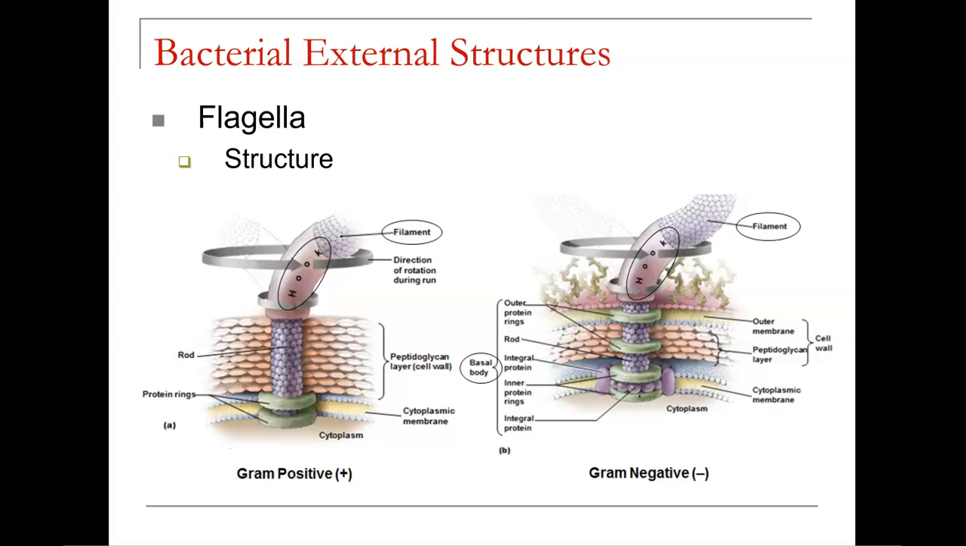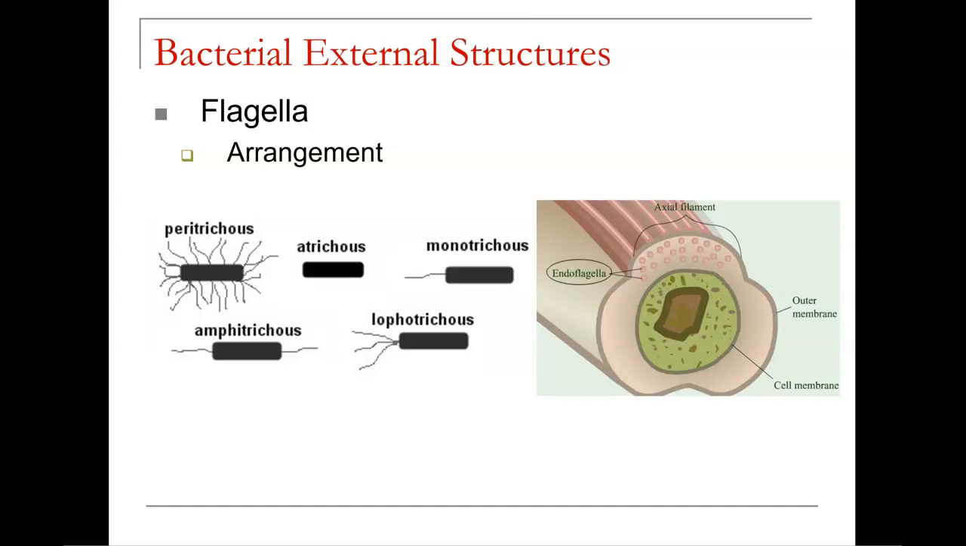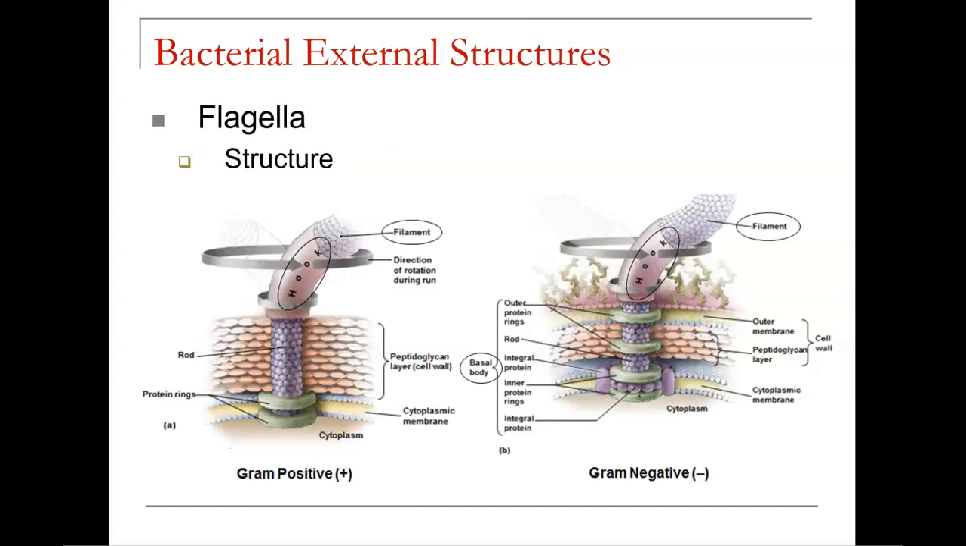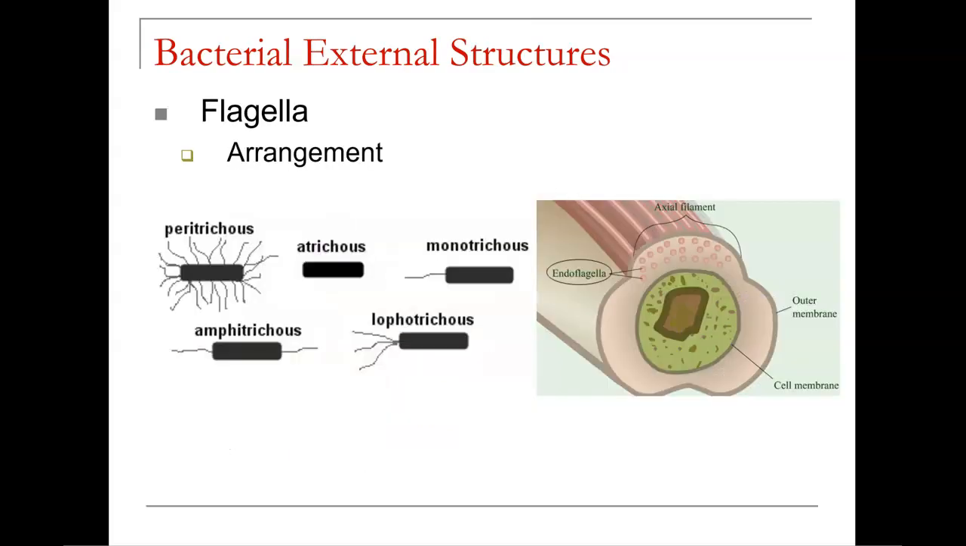Or you can have what's called an endoflagella. With that, the endoflagella spiral around the cell rather than extending out into the medium. So it's going to form an axial filament following the cell, allowing it to move in a corkscrew type motion. And so here are those different types that we just talked about.